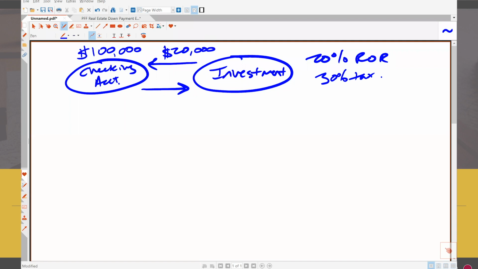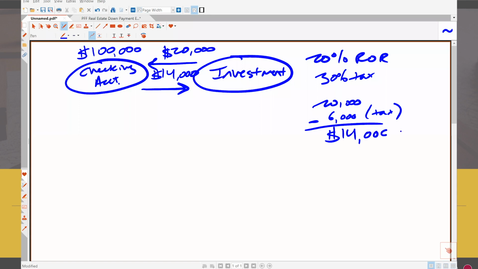So $20,000 minus $6,000 of taxes really means that this investment is going to end up producing for us $14,000 of profit. So essentially how this works is we've got $20,000 of profit from this investment that we made, but we've got $6,000 to the tax man for our 30% tax bracket. We're left with $14,000 of net profit, net income on this. And we're doing pretty good. That's an after-tax rate of return of 14%.